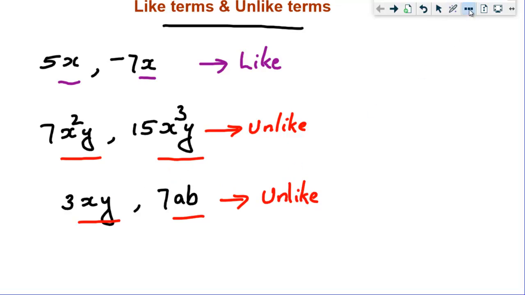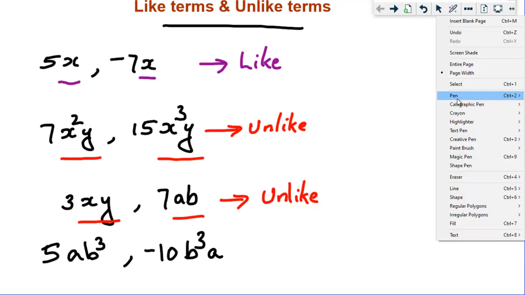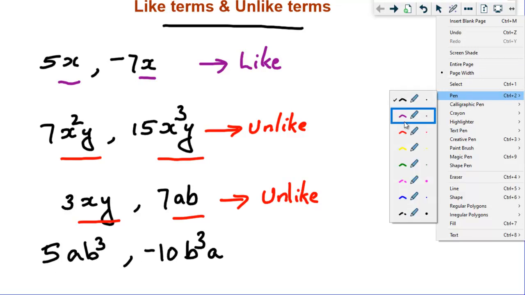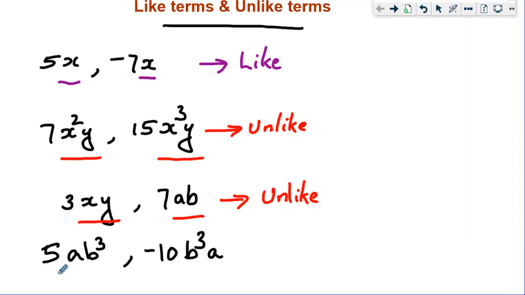You can see one more example. Here you can write 5ab cube, comma, minus 10b cube a. In these two terms, we can identify the variables. For the first term it is ab cube. For the second term it is b cube a.